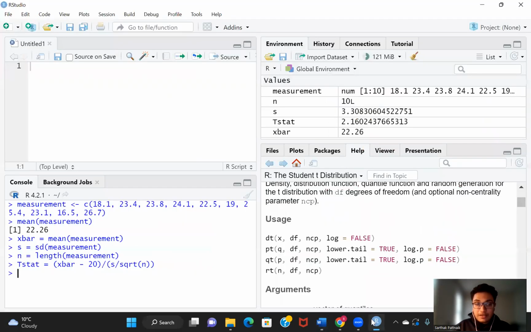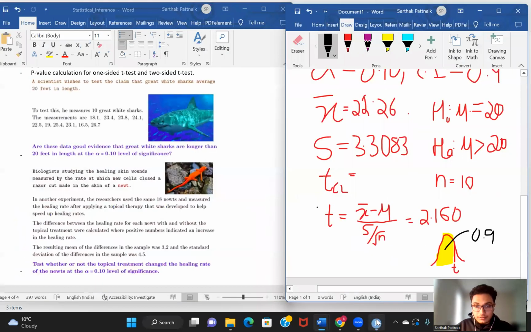So I have been given the area or the probability, and I need to calculate the critical T value. So T critical is going to be equal to QT of, I've been given probability as 0.90, and my degree of freedom is going to be n minus 1. I'm getting T critical as 1.383.